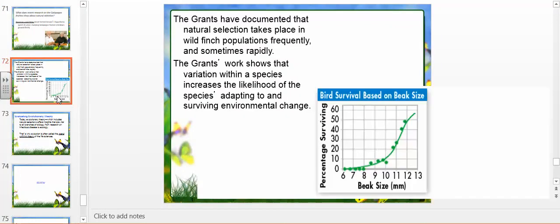If you look at this data table, what's the relationship between the surviving finches and their beak size? You should be able to tell from looking at this graph. That's right. The larger the beak size, the higher the percentage of finches that will survive. Good.